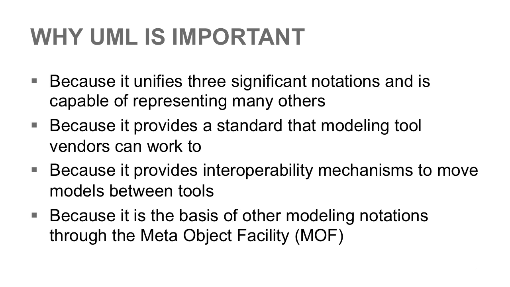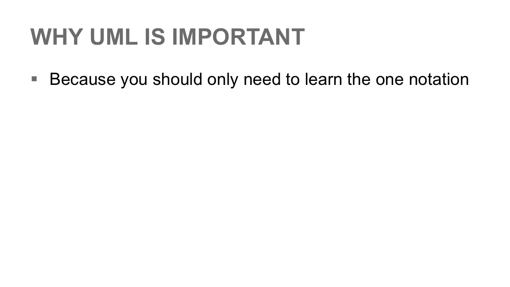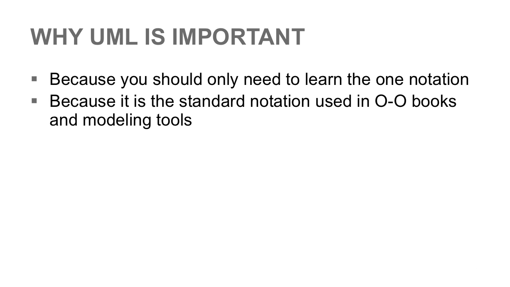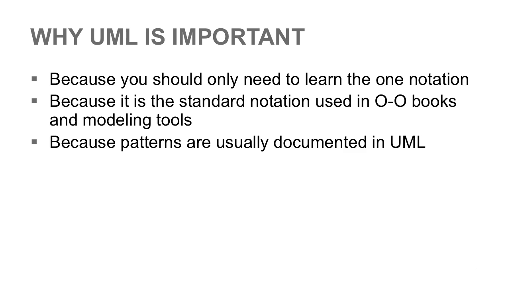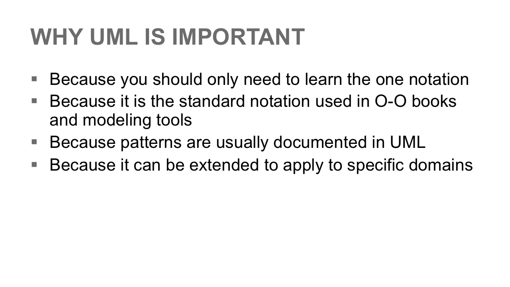I mentioned that UML is used to specify other standards, and this is done through the Meta-Object Facility, MOF. From your point of view, it should mean that you only need to learn one notation for object-oriented software development, though there are obviously others for architecture, systems engineering, or business process modeling. You'll also find that it's the standard notation used in books on other software development subjects when the authors want to visualize classes or other object-oriented concepts. Design patterns are usually documented in UML, and most books on the subject use it. And finally, it's important because you can extend it to cover specific domains or aspects of a system through the profile extension mechanism, which is beyond the scope of a beginner's course.